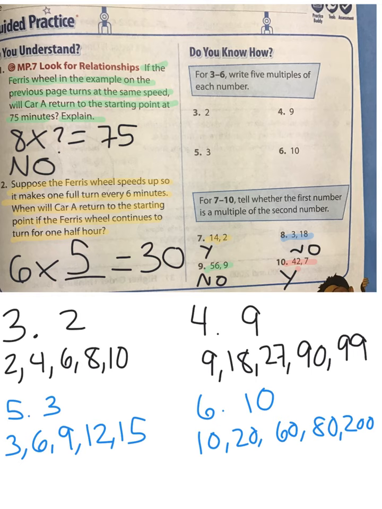Go ahead and do numbers 11 through 26 on page 395. Then on page 396, do numbers 27, 29, 32, and 33, and then come show me.